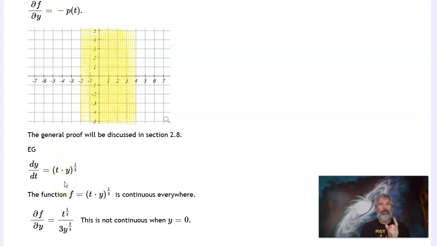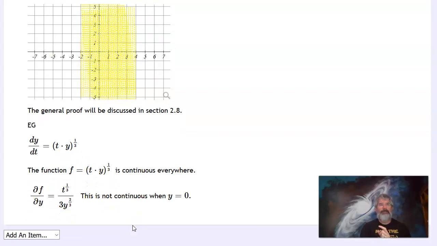But the partial with respect to y now, think of t as a constant, the partial with respect to y looks like this. The t to the 1/3 is just a constant, and then the y to the 1/3, you'd have 1/3 y to the -2/3, so it looks like this. And this is definitely not continuous everywhere, because at y equals 0, you've got an issue. So on the t-axis, this is not continuous.